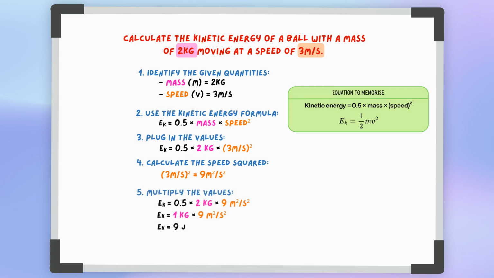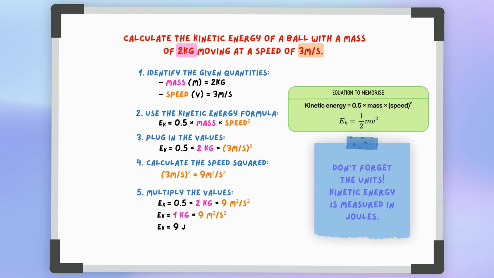Our final step is to multiply the values, which gives us 9. Don't forget the units. Kinetic energy is measured in joules. So, the kinetic energy of the ball is 9 joules.